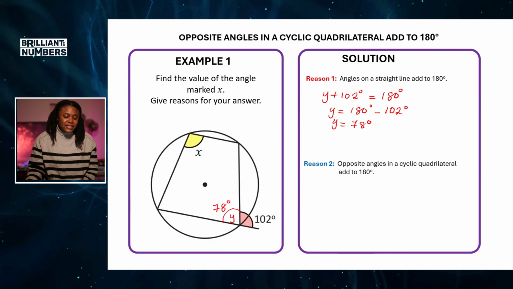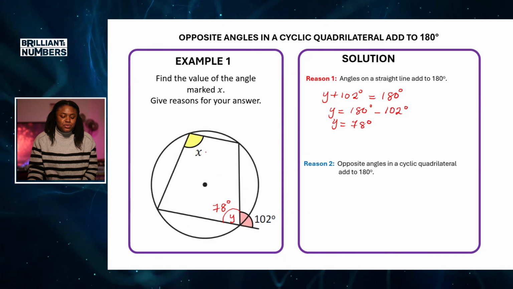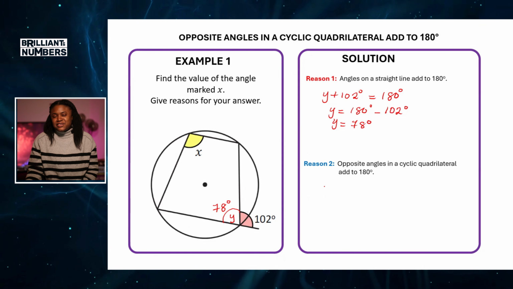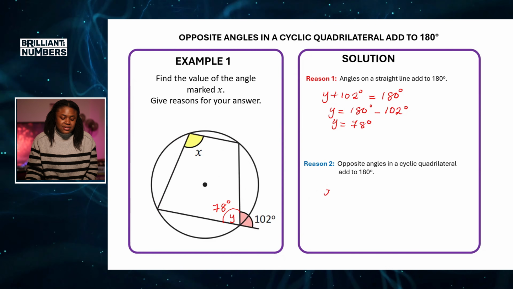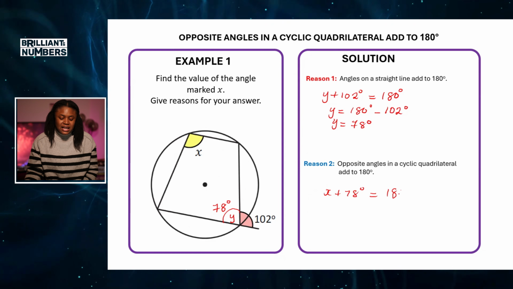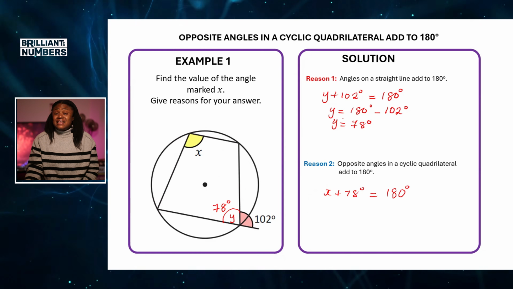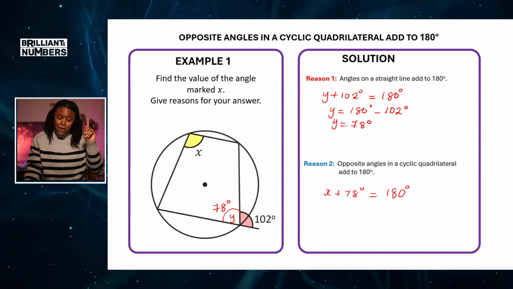Because I just told you that the opposite angles in a cyclic quadrilateral also add to 180 degrees. So I know then that 78 add x will also be 180 degrees. I hope that you figured this out. So x plus 78 degrees is equal to 180 degrees. I can see then it's the same relationship that I've just developed at the top of my equation.